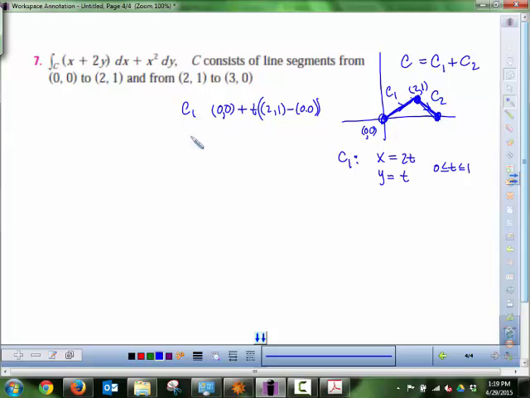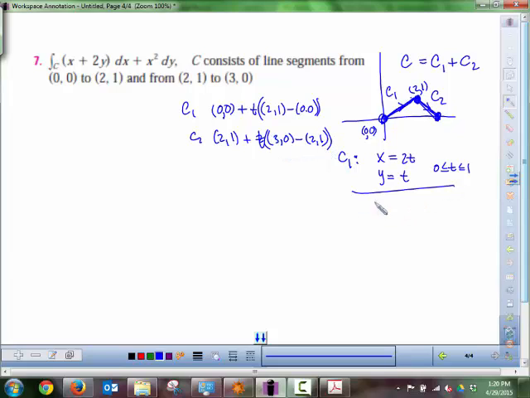So that's C1. C2 is going to go from 2, 1, and then it's going to end at 3, 0. So what's that going to look like? C2 is going to go, x is going to be 2 plus t times 3 minus 1, and y is going to start at 1, and the y component here is t times 0 minus 1, which is negative 1, so negative 1 times t.